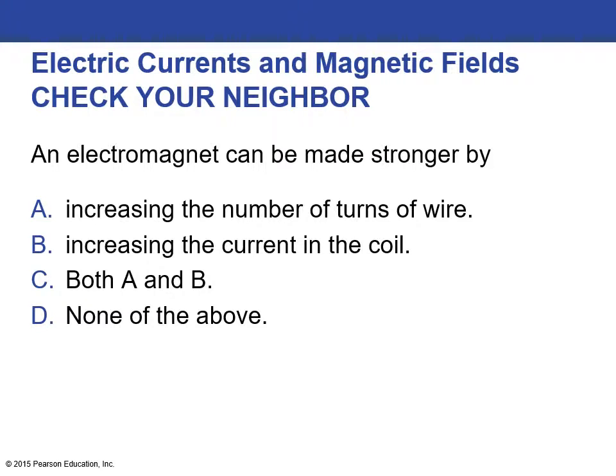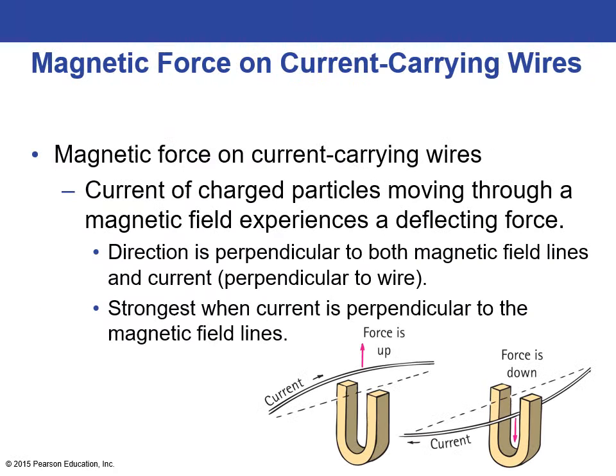Let's do a review question. An electromagnet can be made stronger by increasing the number of turns of the wire, by increasing the current in the coil, both of these, or none of these. The answer is both. So again, if you increase the number of turns in the wire, or you increase the current in the coil, you'll make that magnet stronger.